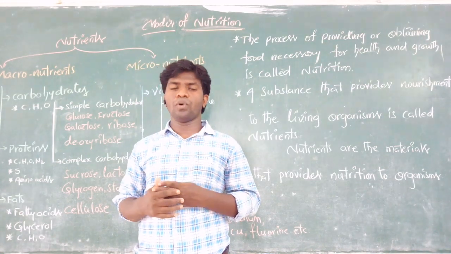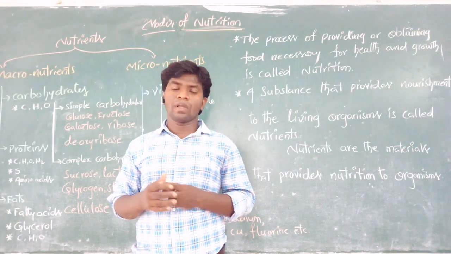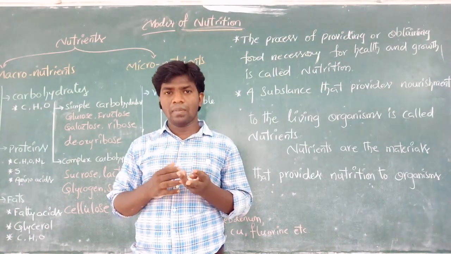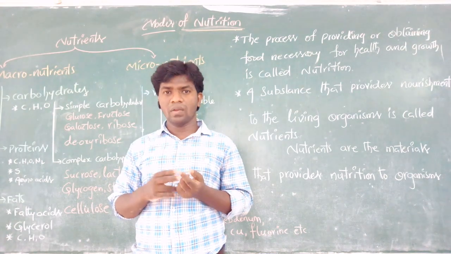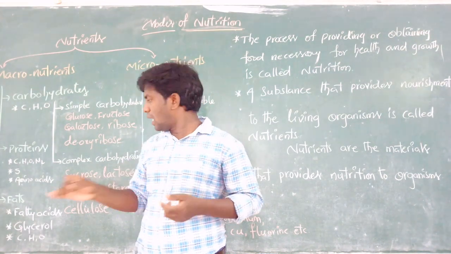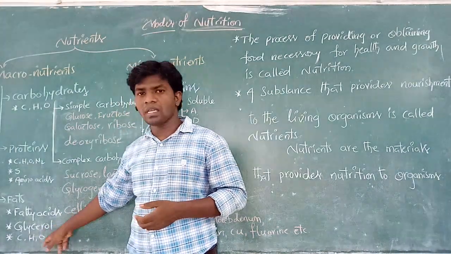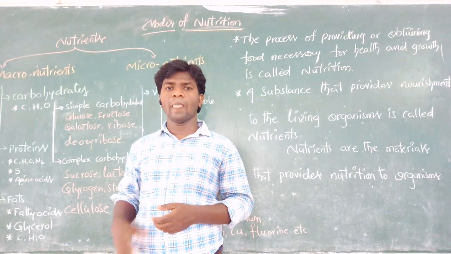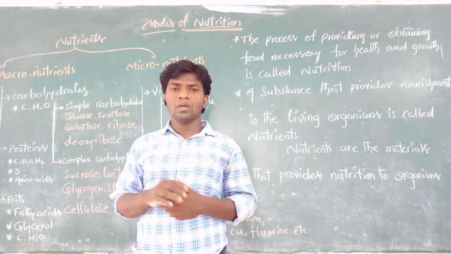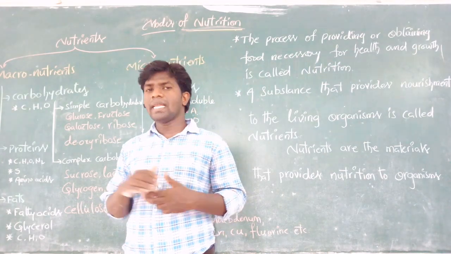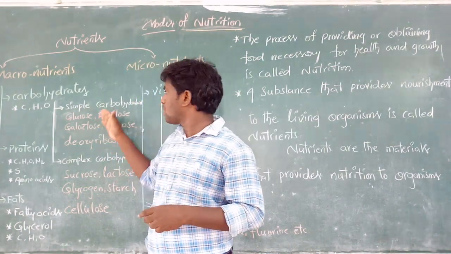And next, coming to the point, fats. What are fats made up of? The fats are made up of carbon, hydrogen, oxygen, fatty acids, and glycerol. By using these, the fats are formed. Actually, at 20 degrees Celsius, the fats are in a solid state.